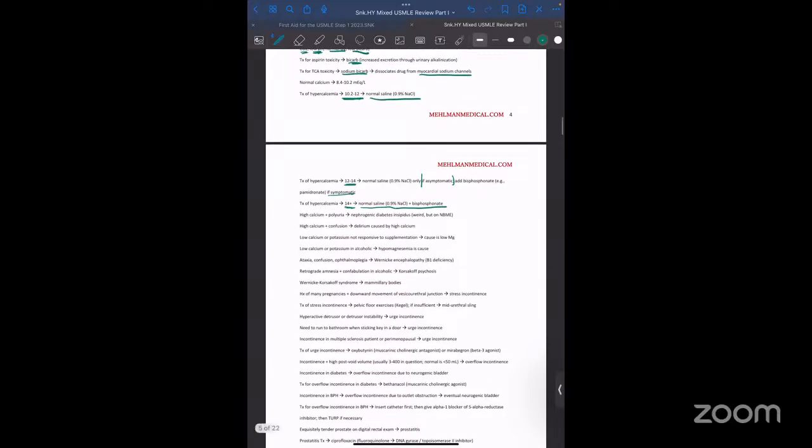So one more time, normal calcium is 8.4 to 10.2. When it's 10.2 to 12, give normal saline. If it's between 12 and 14, then we have to check. If the patient is asymptomatic, only give normal saline. If the patient is symptomatic, then add a bisphosphonate. If the patient has very high calcium levels, 14 plus, probably in malignancy, then we give both normal saline and a bisphosphonate.